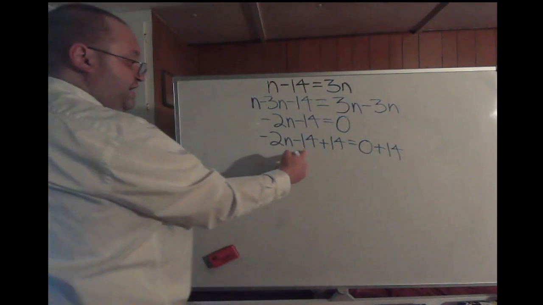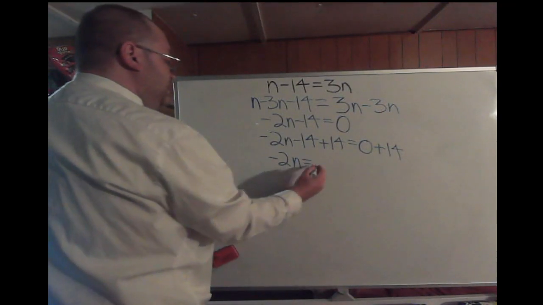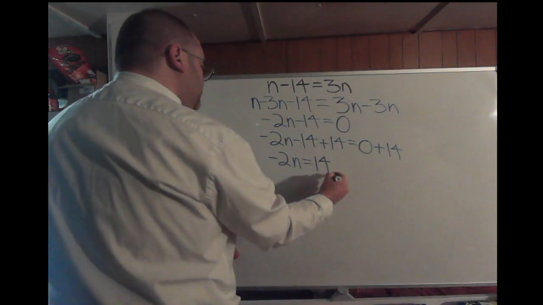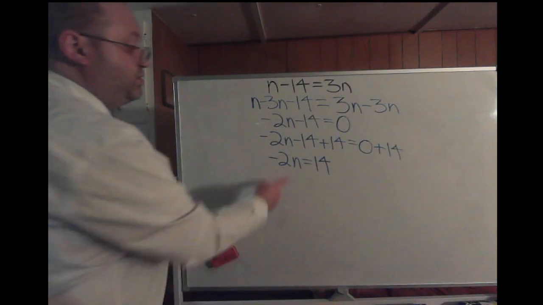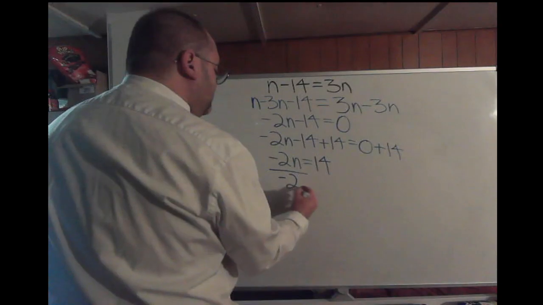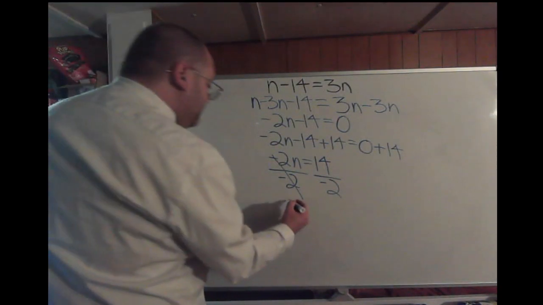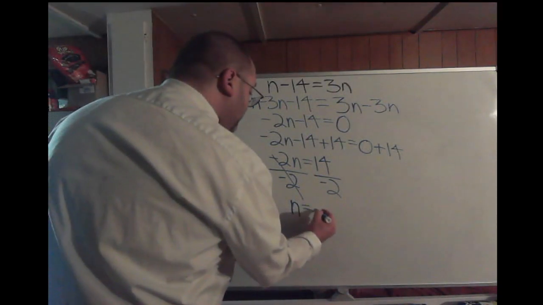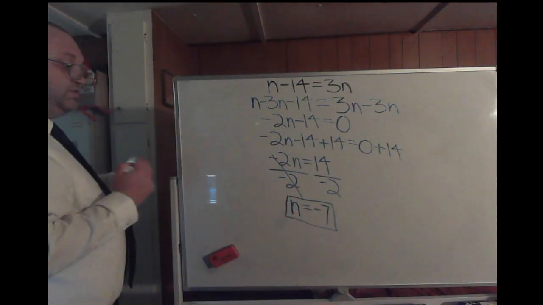So on the left, negative 14 plus 14 is 0. You're just left with that negative 2n by itself. You'll set that equal to, what's 0 plus 14? Well, that's 14. So now you have negative 2n equals 14. Now we just want to solve for n, which means we have to divide both sides by negative 2. So we'll go ahead and do that. Well, the negative 2n's cancel out. You're just left with n. n is equal to 14 divided by negative 2. That'd be negative 7. So the answer to this is n equals negative 7.